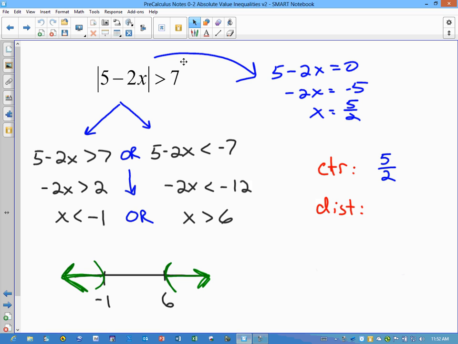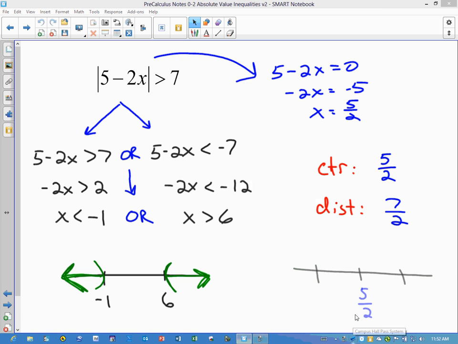And then the distance is simply this number divided by the coefficient. We can ignore the negative here because we're talking about distance, so we only care about the positive one, because we're going to talk about distance left and right. So 7 divided by 2 is 7 halves. I don't care about positive or negative because I'm going left and right of the center anyway. I'm accounting for both cases. So 7 divided by 2 gives me 7 halves as my distance.